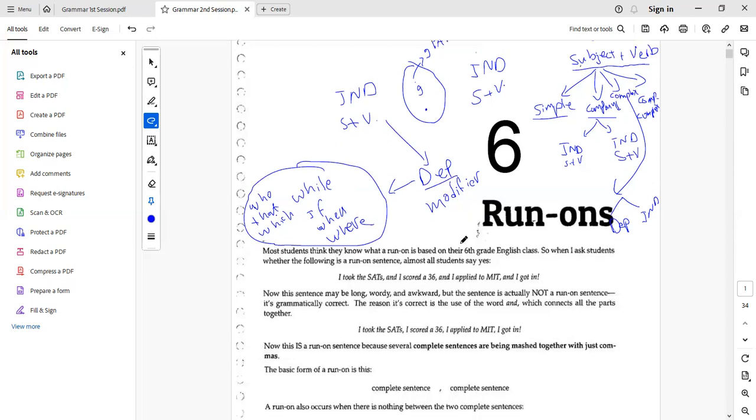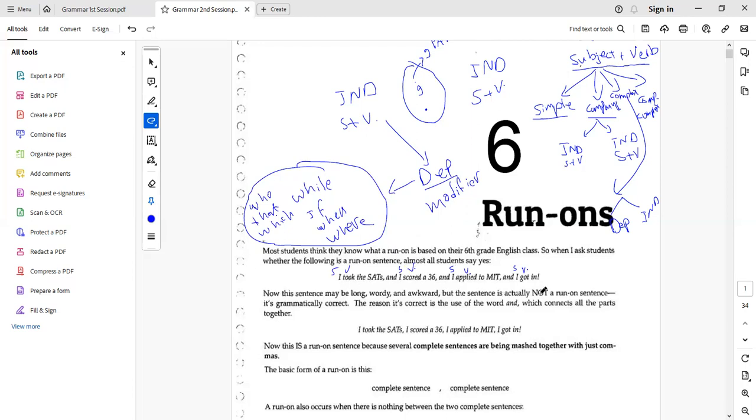Right. Let's look here. I took the SATs. I is the subject, took is the verb. Then, comma, and I scored a 36. Actually, 36 in ACT, not in SAT. So I is the subject, scored is the verb. Comma, and I applied to MIT. I is the subject, applied is the verb. Comma, and I got in, subject and verb.